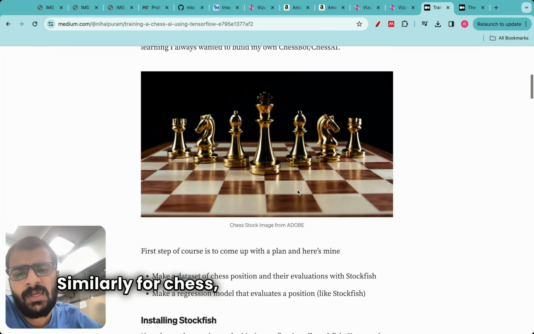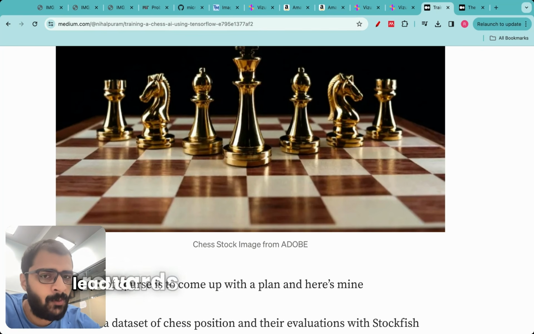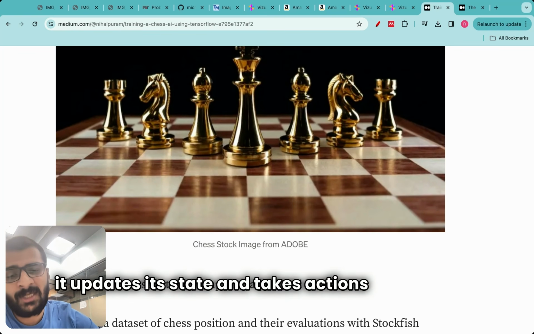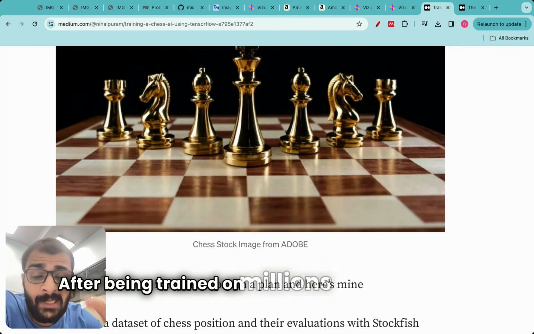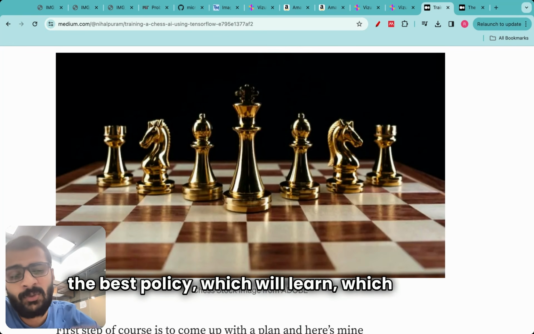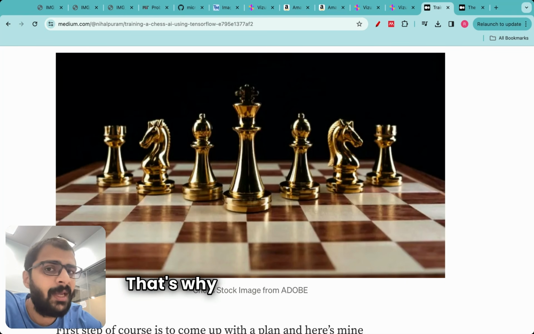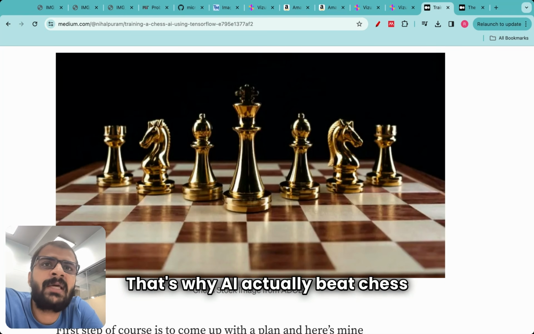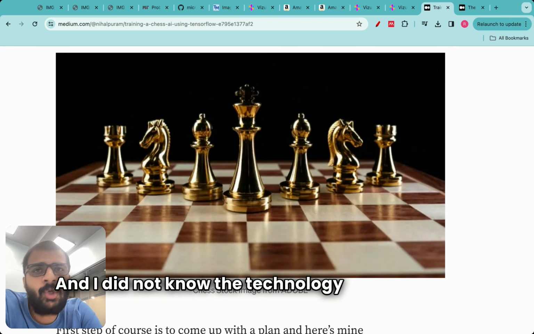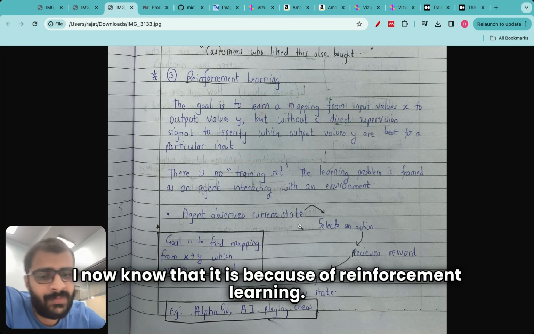Similarly, for chess, the agent learns which moves lead to rewards or victorious games, and then it updates its state and takes actions accordingly. After being trained on millions of games, it learns the best policy, which will lead to the maximum reward in any future game. That's why AI actually beat chess grandmaster Gary Kasparov in 1996. And I did not know the technology behind this, but I now know that it is because of reinforcement learning.